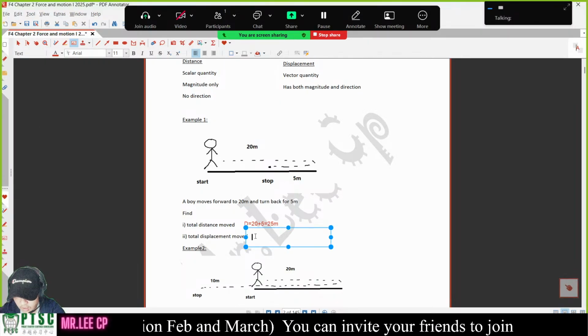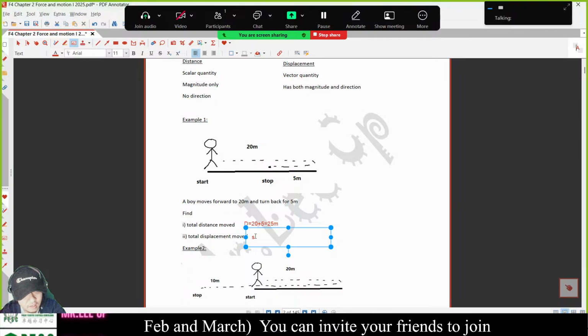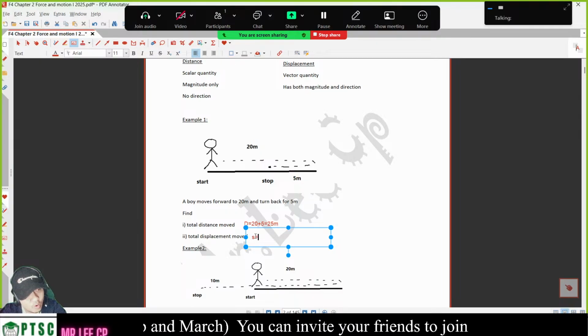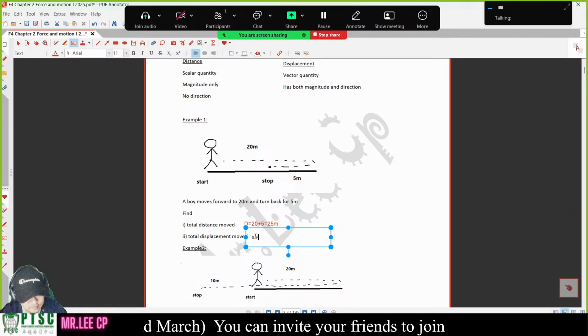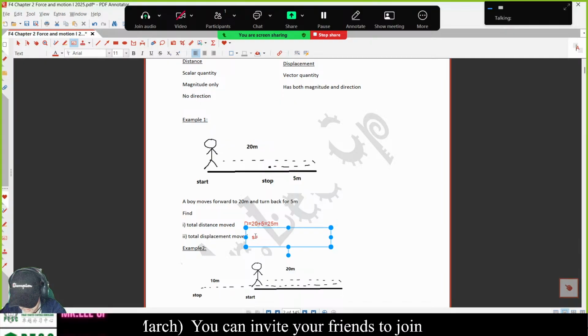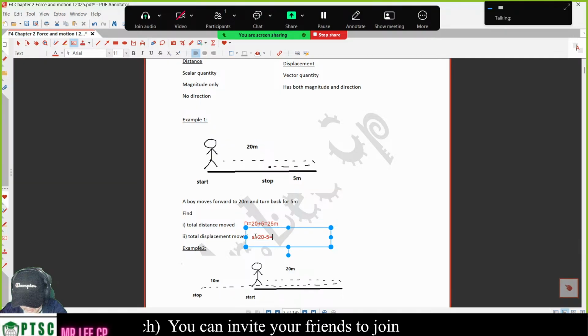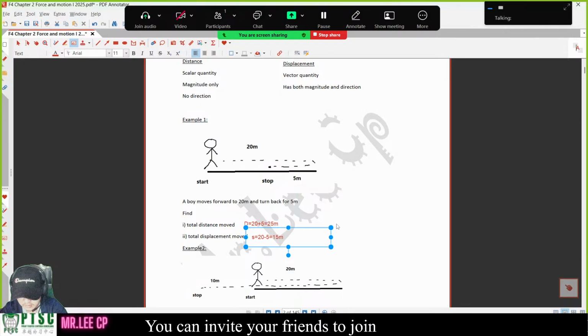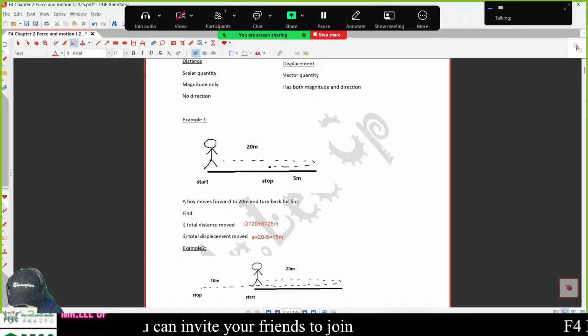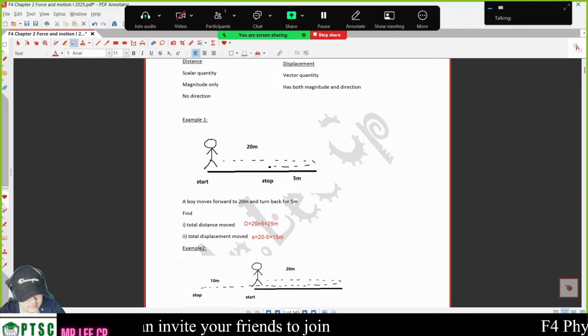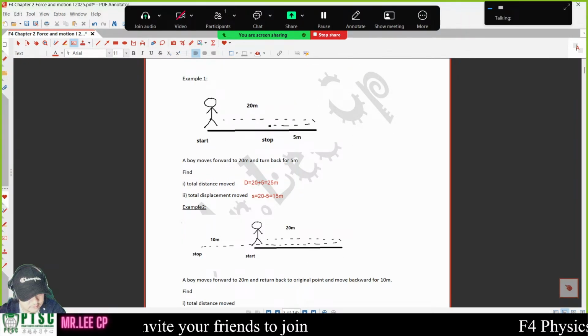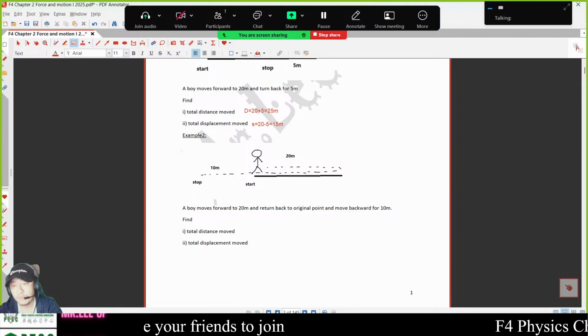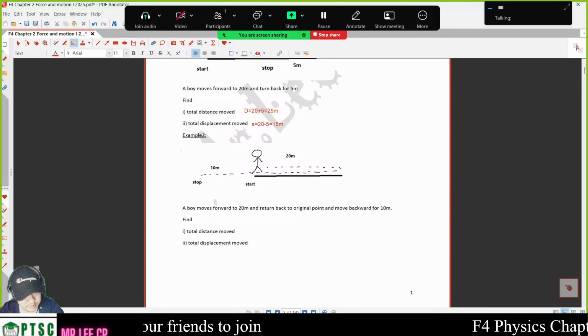The symbol of displacement is s, small s, not a capital letter. So 20 minus 5 is 15 meter. The unit of distance and displacement is the same, both are meter.